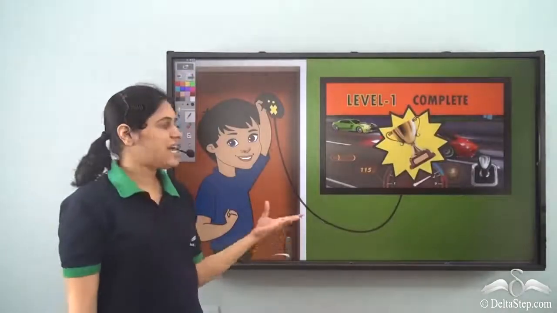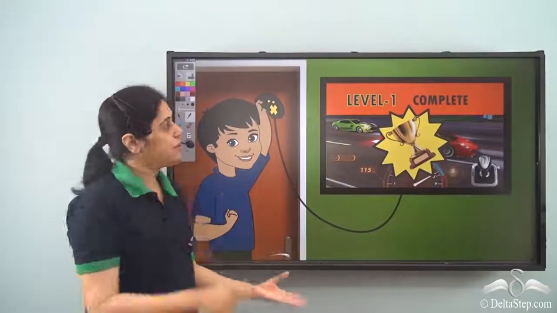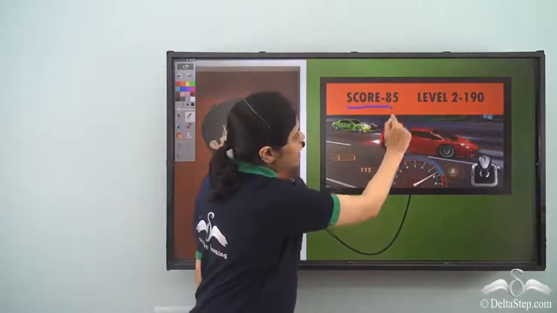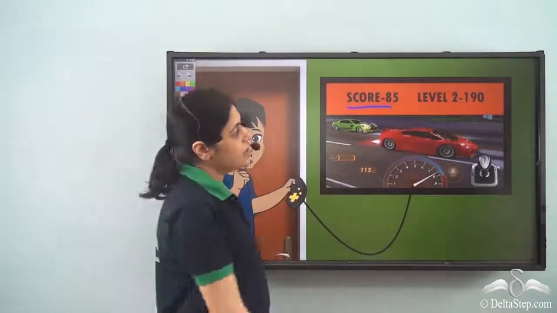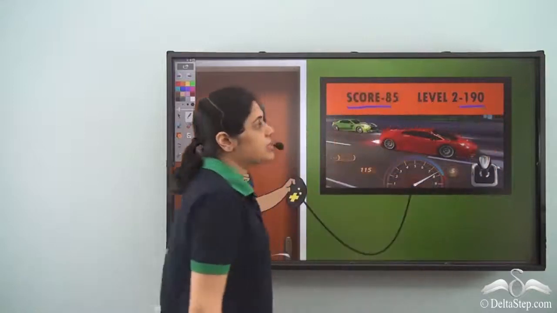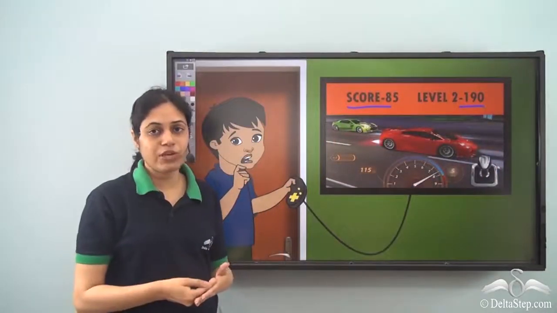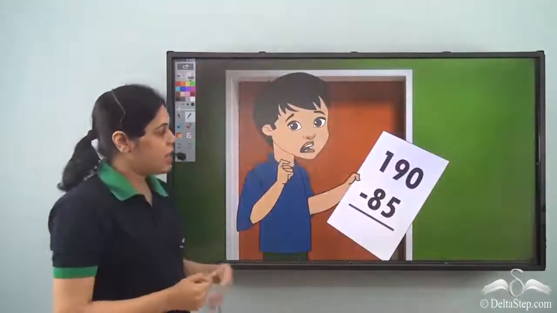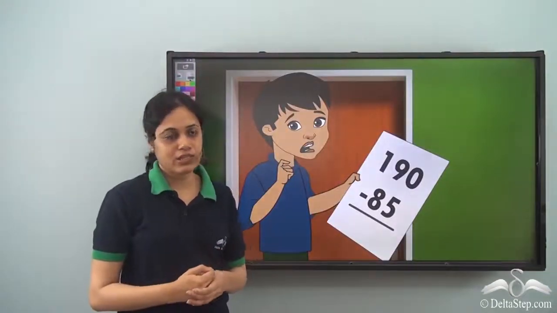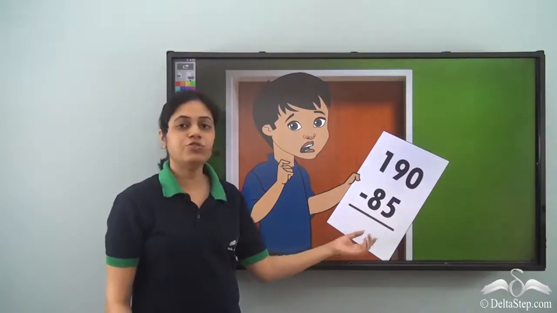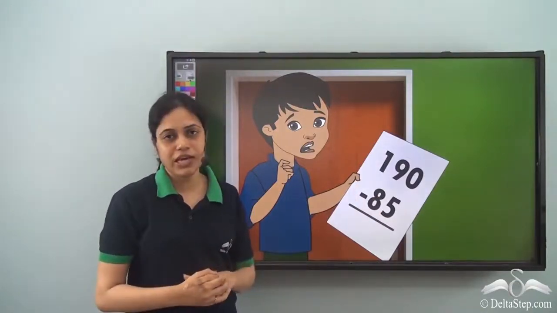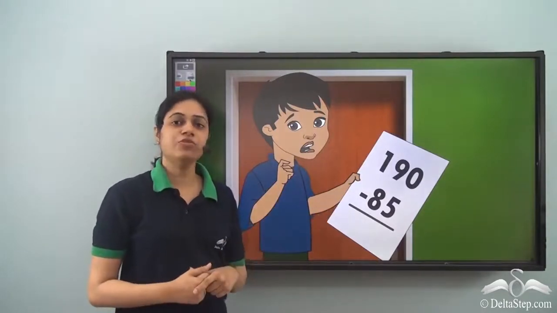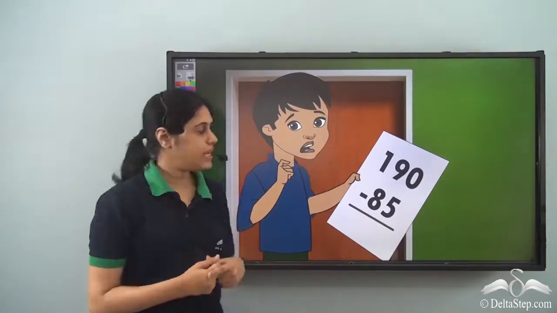Now Rohan has happily crossed level 1 and he is really enjoying the game. He has already scored 85 points and he sees that he needs 190 points to cross level 2. So once again he wants to find how many more points he needs. For that he needs to subtract 85 from 190, but Rohan does not know how to subtract using 3-digit numbers. So let us find out.